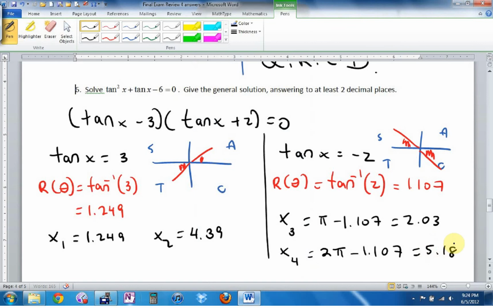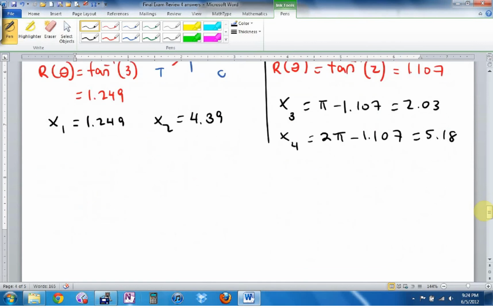Now those are the answers between 0 and 2 pi. To give the general solution, I would then say this.